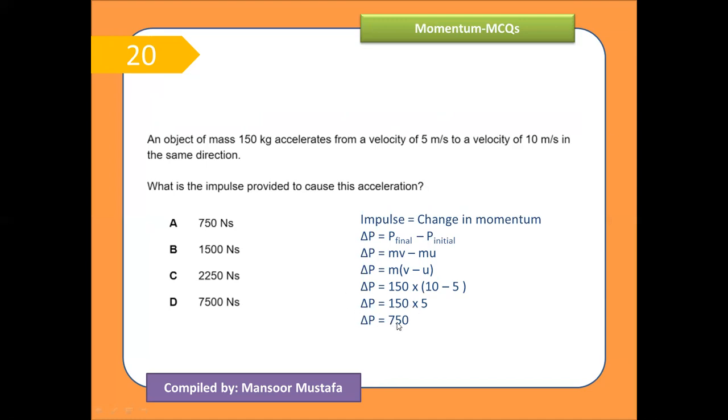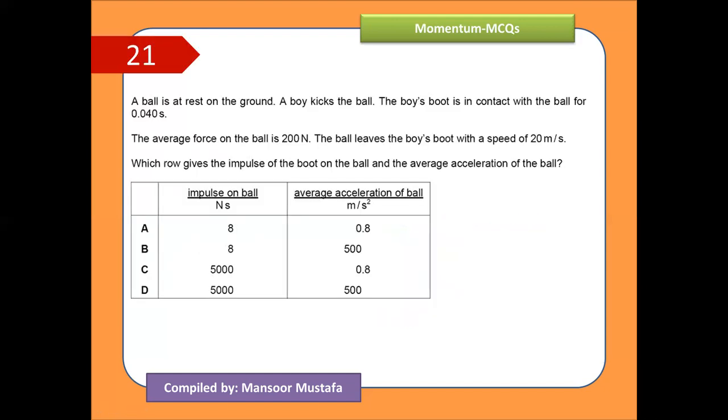So the final answer for the change in momentum is 150 times 5. And now you have to find the impulse. Impulse is actually the change in momentum, so whatever value the change in momentum has, the same value will be the impulse. So option A is the correct one. That is 750 Newton second.